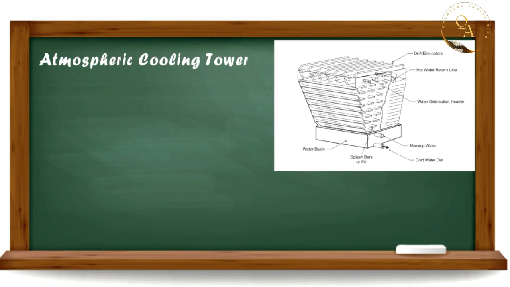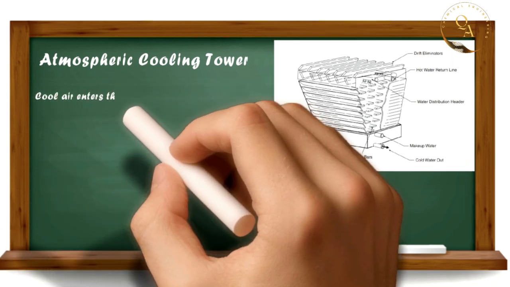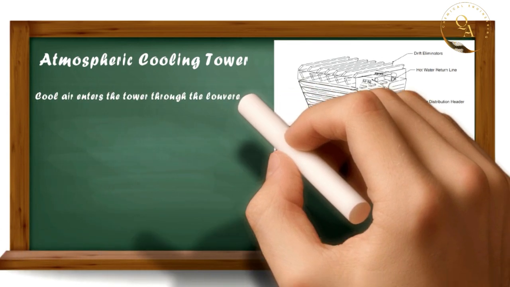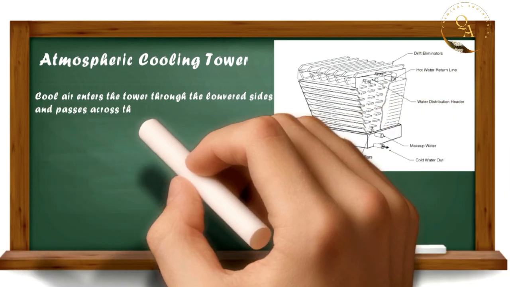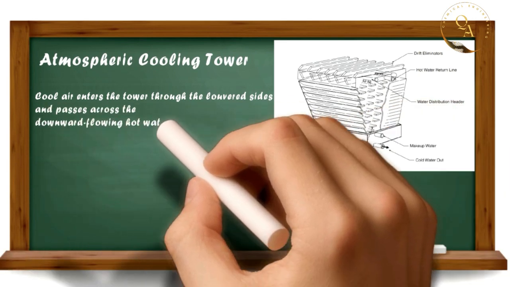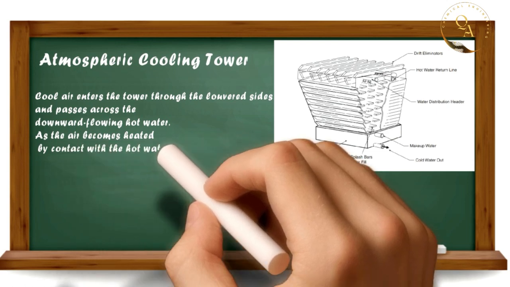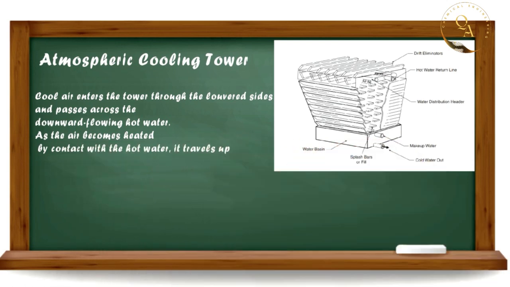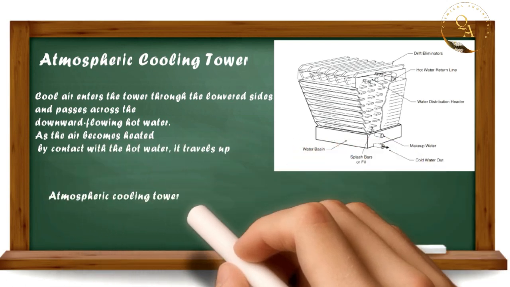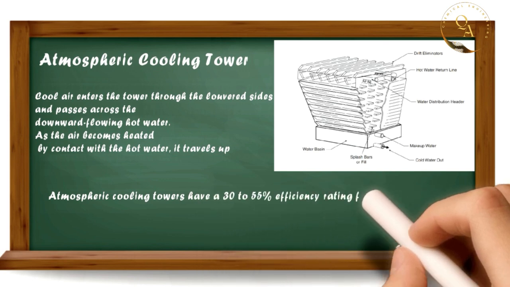Atmospheric cooling tower. How it works? Cool air enters the tower through the louvered sides and passes across the downward flowing hot water. As the air becomes heated by contact with the hot water, it travels up. Atmospheric cooling towers have a 30 to 55% efficiency rating for cooling water.